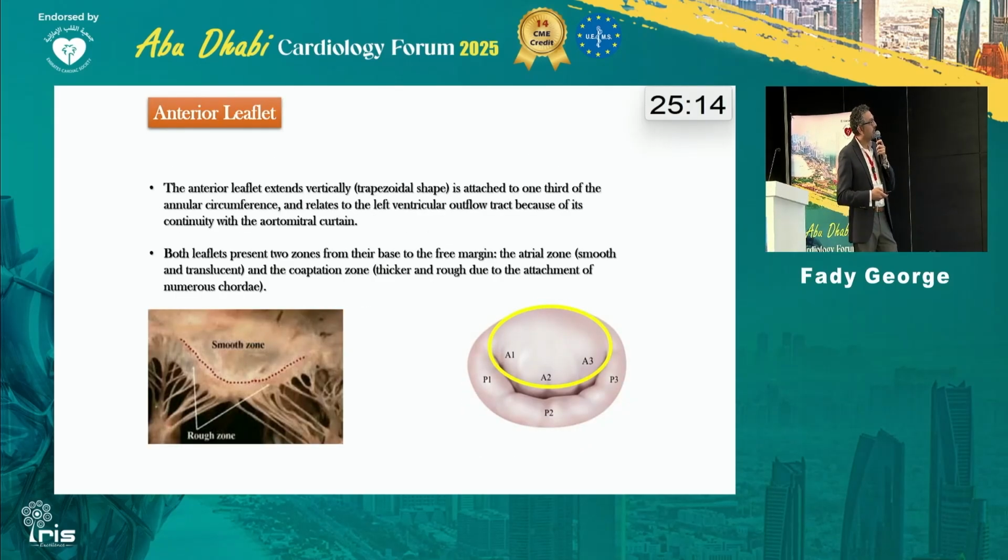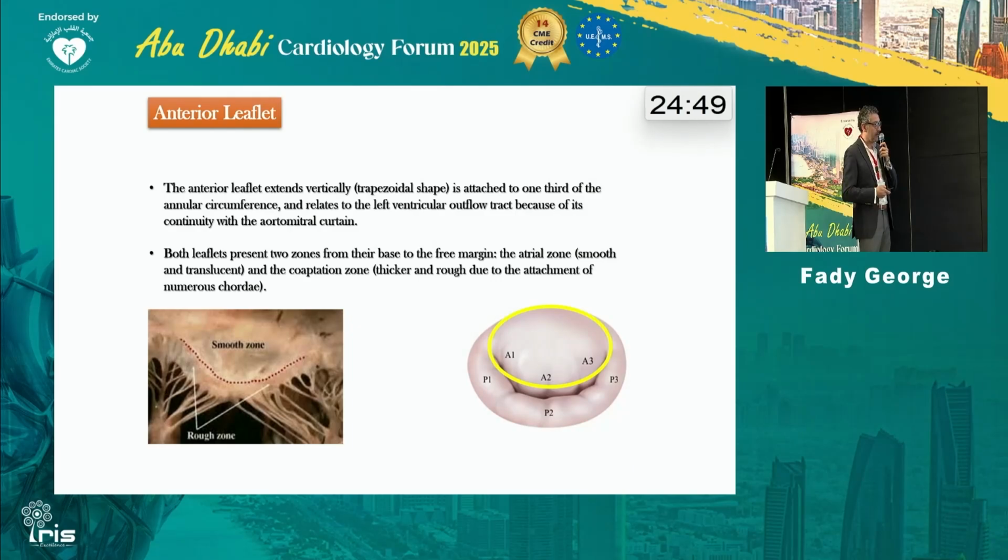So next is the anterior leaflet. You can see that it constitutes only 1/3 of the whole annular perimeter. And the posterior leaflet, with its scallops, constitutes the 2/3 of the annulus. There are 3 scallops of the anterior leaflet, A1, A2, A3, and 3 for the posterior leaflet, P1, P2, P3. And there are two attachments for the anterior mitral leaflet.